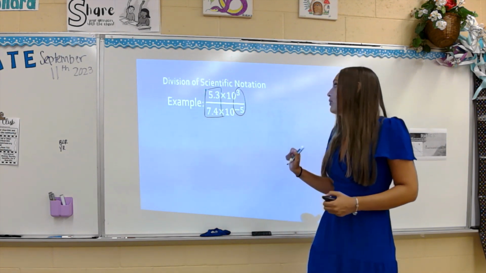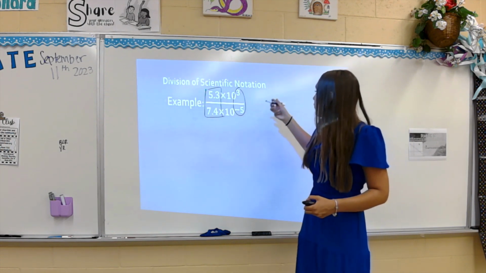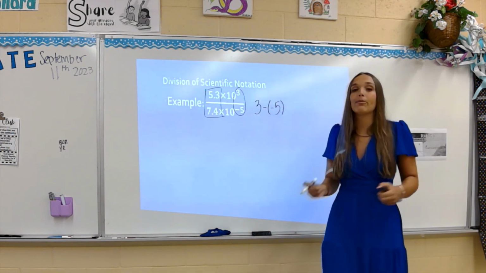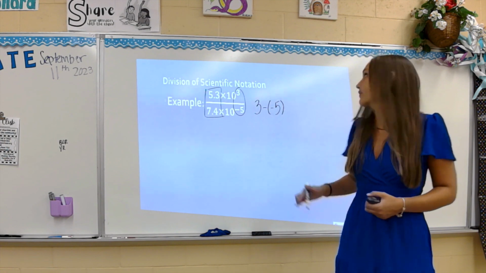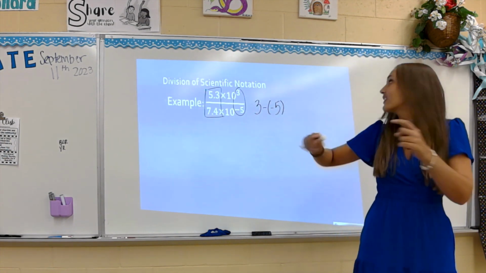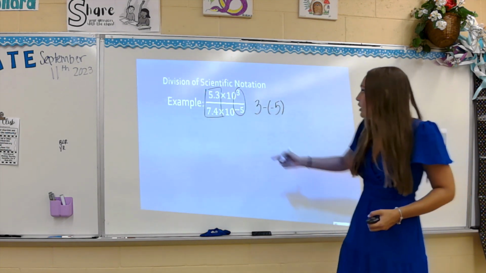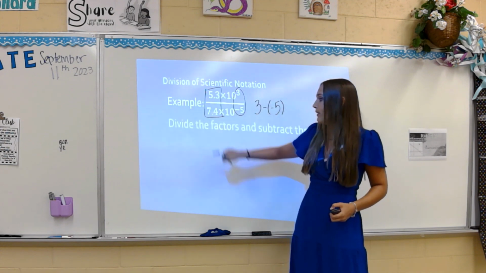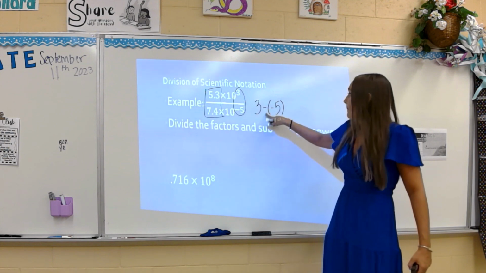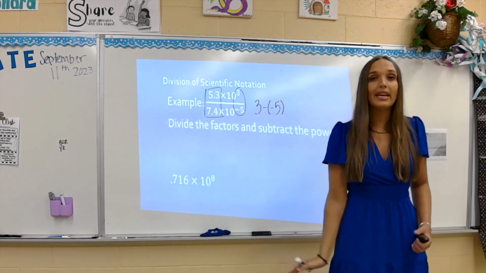So I'm going to divide 5.3 divided by 7.4, and then I'm going to do 3 minus a negative 5. This is where our integer operations are so important. We have to remember a minus and negative becomes a plus. I highly suggest to my students to write this out so you can see that minus and negative is a plus. So 5.3 divided by 7.4 gives me 0.716. 3 minus a negative 5, or 3 plus 5, gives me the 8. So that is my answer there.